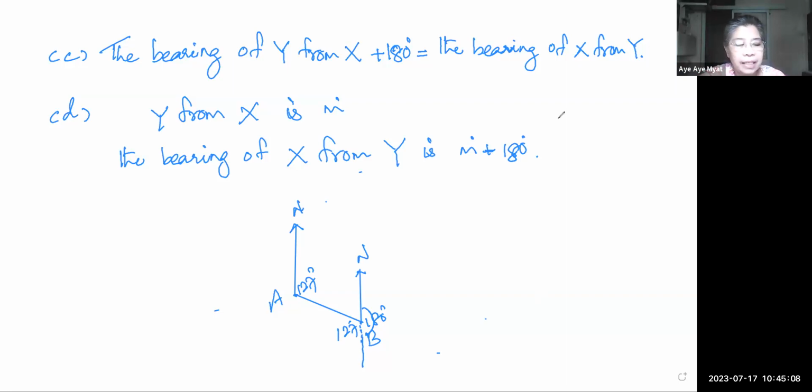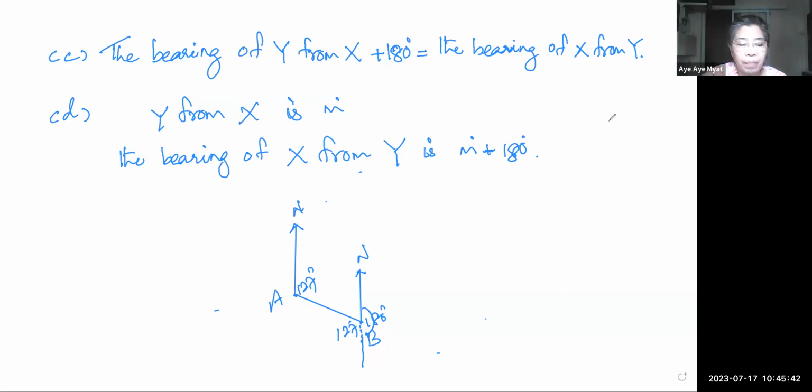Number five, A, B, C. A small one, 77. A small two, 257. A small one got 118.